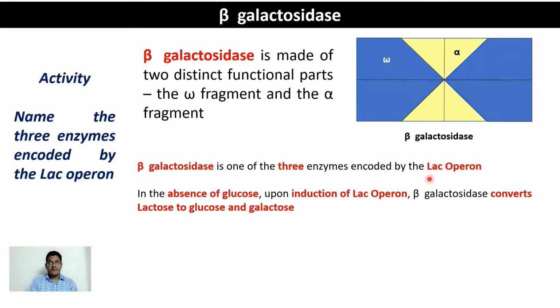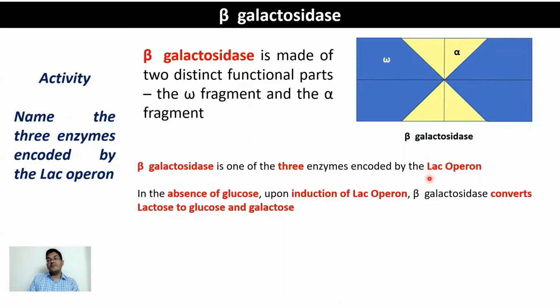I'm sure you would have a basic idea of the functioning of the lac operon, and the lac operon basically consists of 3 genes. Of the 3 genes, beta-galactosidase is an important gene because this is the one that controls the conversion of lactose to glucose and galactose in the absence of glucose. So when glucose is not present in the medium, then as an energy source, lactose is used and it is metabolized into glucose and galactose.